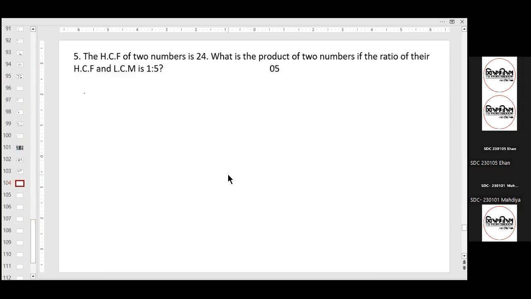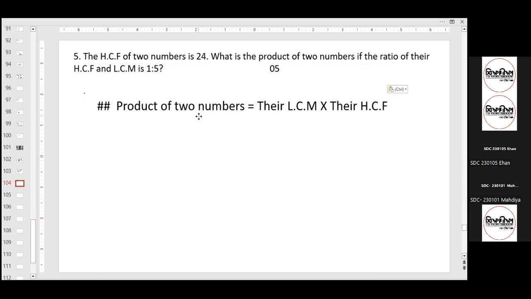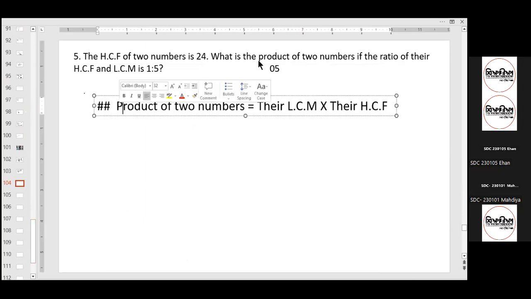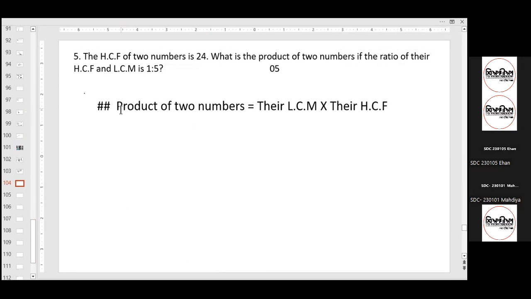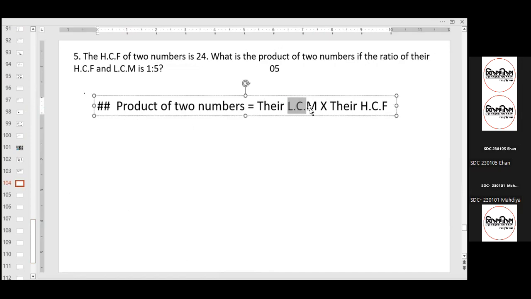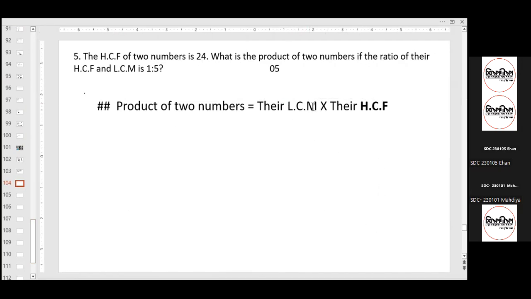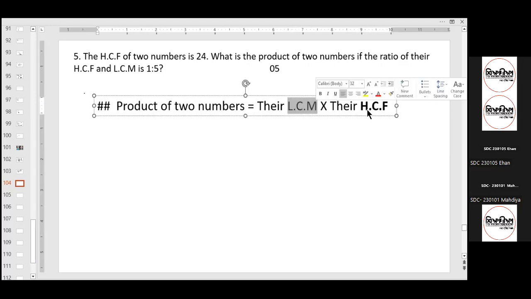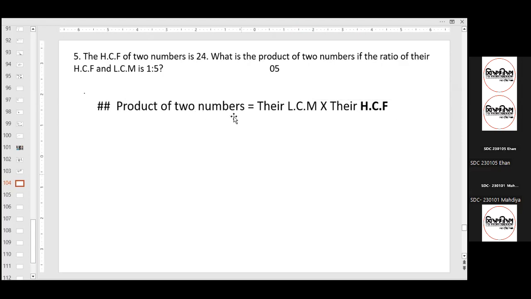If we are asked to find the product of two numbers, then we need two pieces of information for those numbers: the LCM and the HCF. But we have only the HCF, right? We have the HCF, but we don't have the LCM. So if we can find the LCM, then we can multiply and get the product. So how can we find the LCM?